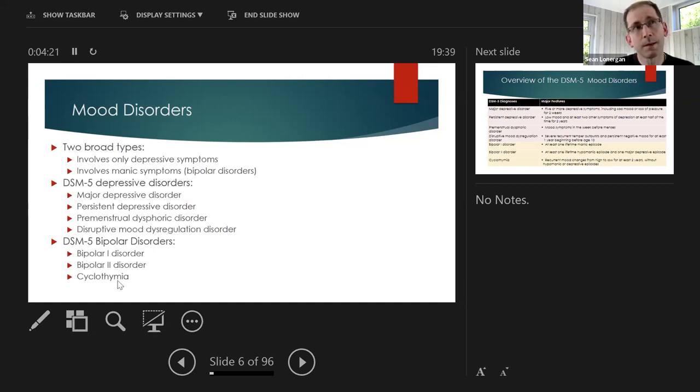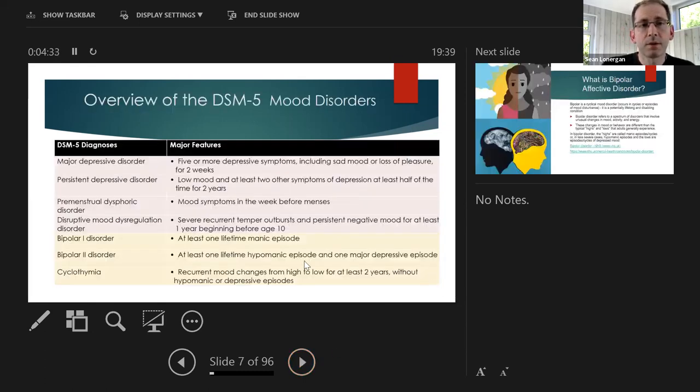There are other bipolar disorders on the spectrum that aren't necessarily recognized in the DSM-5, which I will touch upon, but not necessarily go into detail on this evening. So this is a bit of an outline for each of those disorders. So we're going to be looking at bipolar 1, which typically consists of at least one manic episode within the lifetime of the individual. Bipolar 2, with at least one lifetime hypomanic episode and one major depressive episode. And cyclothymia, which is a recurrent mood change from high to low for at least 2 years without hypomanic or depressive episodes. So we're going to look at that in a bit more detail as we go along.